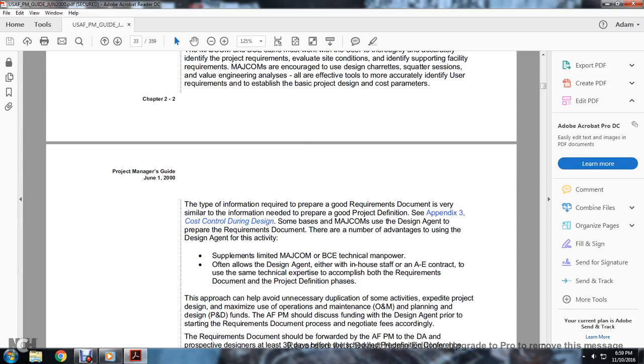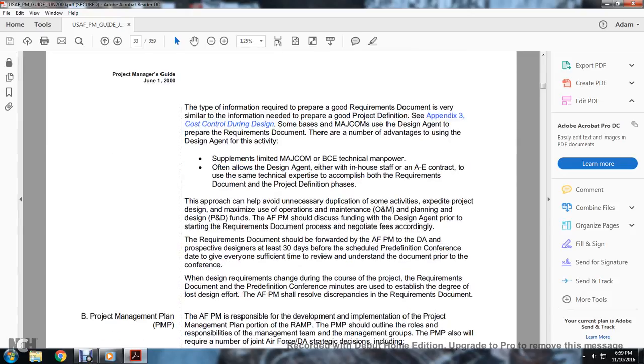Some major commands use the design agent to prepare the requirements documentation, and there are a number of advantages to using the design agent for these activities. It supplements the major command and base civil engineering technical manpower, which often affiliates the design agent, either in-house or as staff of the A&E contractor. They use the same technical expertise to accomplish both the requirements documentation and the project definition and proposal phases.